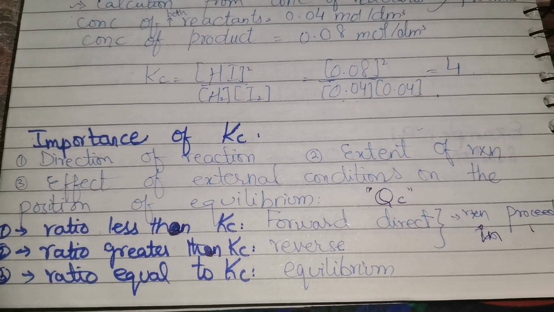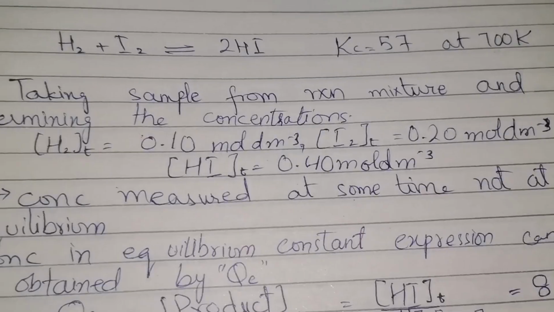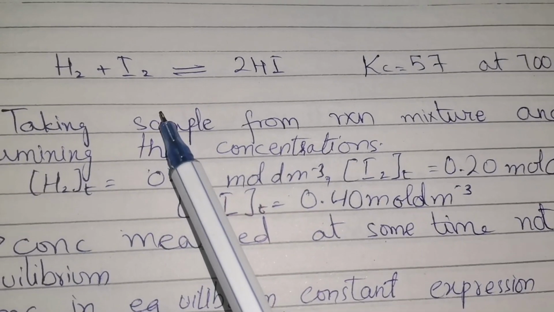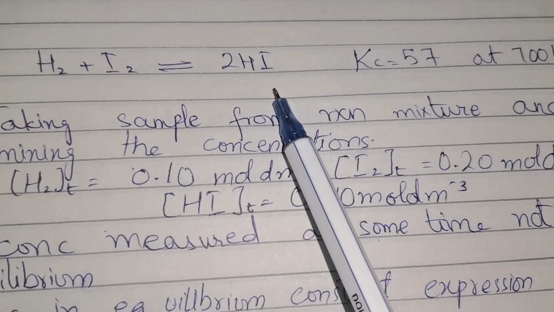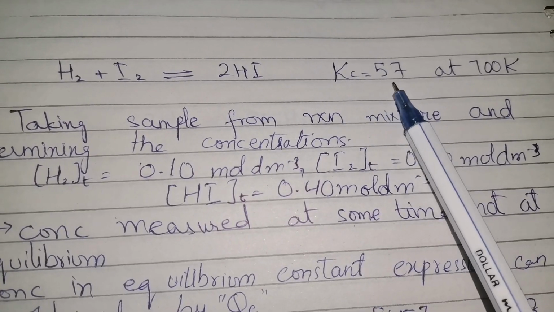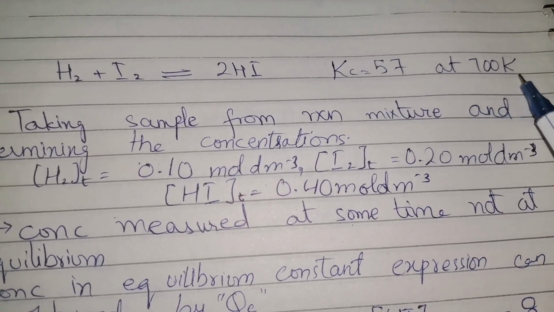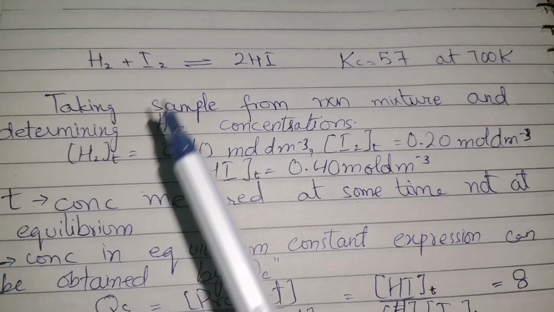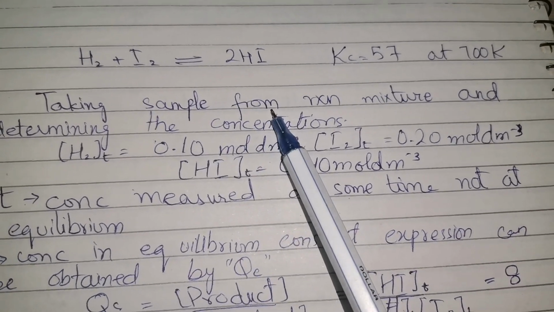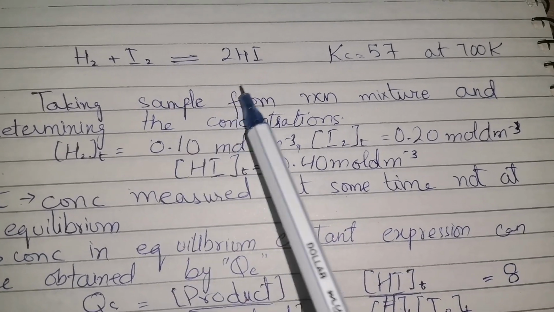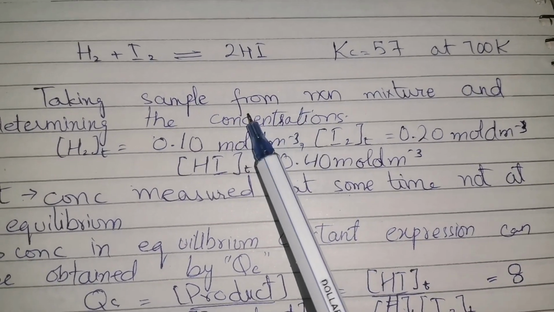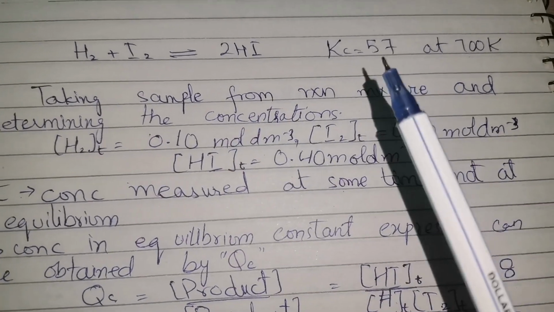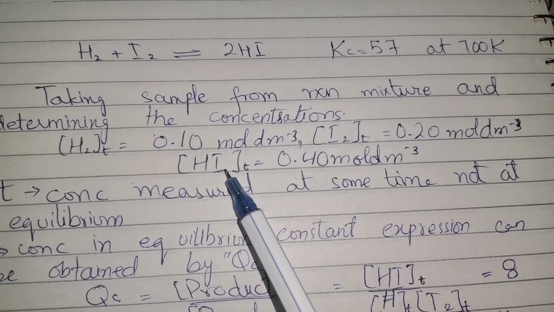Let me give you a brief explanation for each point. Over here I took the example that H2 and I2 are combining and forming 2HI. The value of Kc is 57 at 700 Kelvin. Now we took a sample of each of H2, I2 and 2HI from the reaction mixture at any time, either after 5 minutes or after 10 minutes, we took them out from the reaction.